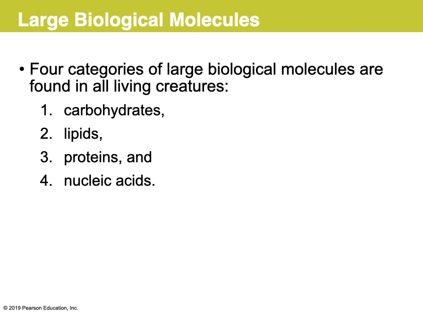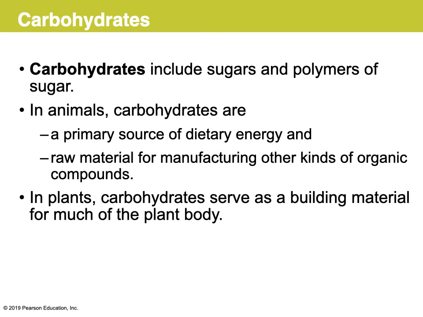Now, 4 categories of large biological molecules are found in all living creatures. The 3 I mentioned earlier, carbohydrates, proteins, and nucleic acids, and also lipids. Lipids are assembled a little differently, and that's why they're separated out from those other 3 guys. Now, carbohydrates include sugars and polymers of sugar. In animals, carbohydrates we often think of as dietary energy, but they're also raw material for manufacturing other organic compounds as well. In plants, carbohydrates also serve as a building material for much of the plant body, as well as a source of dietary energy.